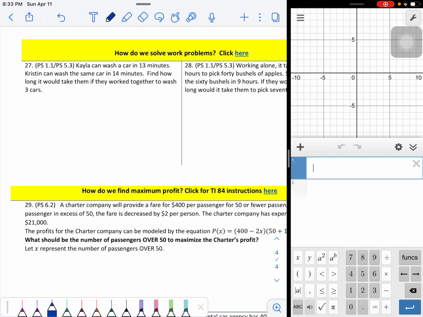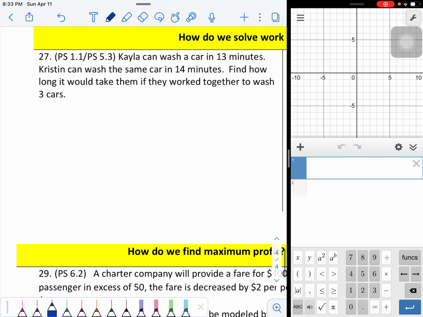All right, let's finish up the last page of the study guide. So we have two types of problems here. We've got work problems, so 27 and 28, and then some maximum profit problems for 29 and 30. So I'm going to jump right down to 27 here.